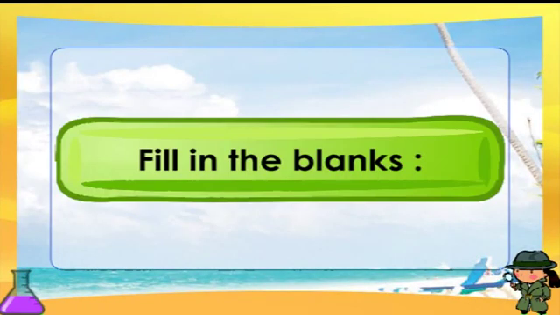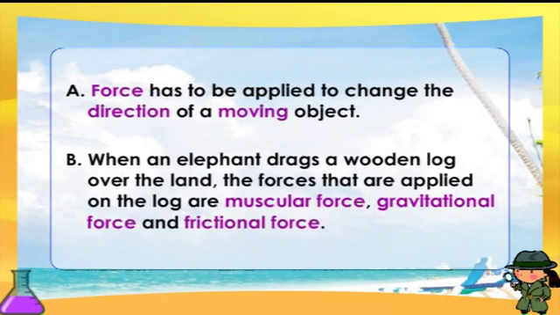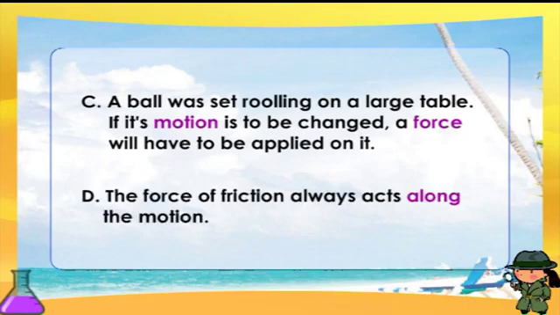Exercise. Fill in the blanks. Force has to be applied to change the direction of a moving object. When an elephant drags a wooden log over the land, the forces that are applied on the log are muscular force, gravitational force, and frictional force. A ball is rolling on a large table. If its motion is to be changed, force will have to be applied on it. The force of friction always acts against the motion.